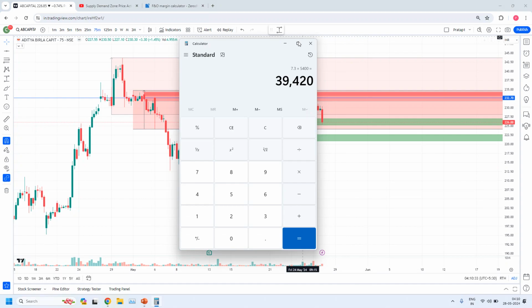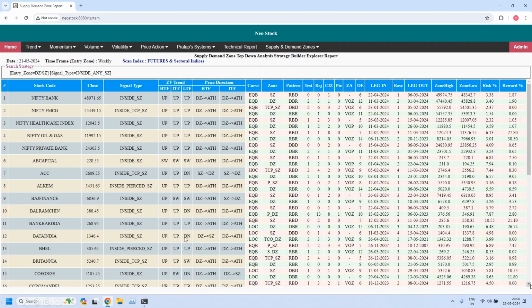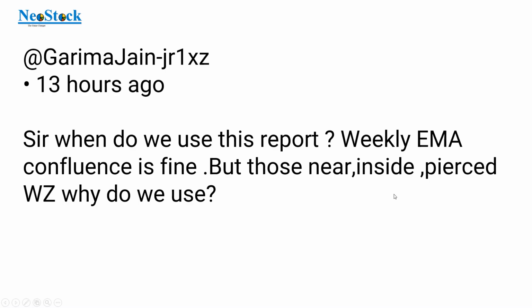And in your question you asked one more question. What is that? Okay, near, because we are waiting for prices to enter inside. That's why near also we are monitoring. Anyway, inside zones only, we just took inside the zone. AB Capital, the price closed inside.